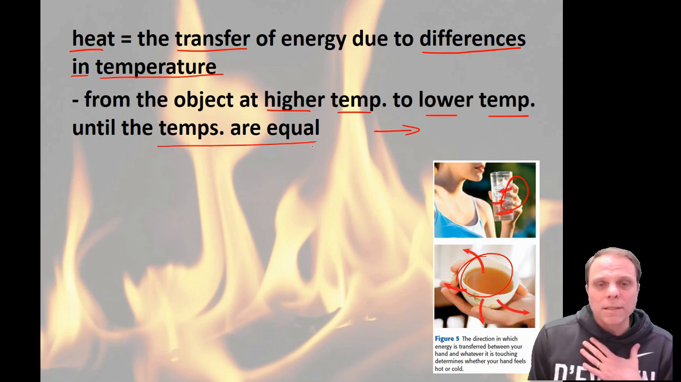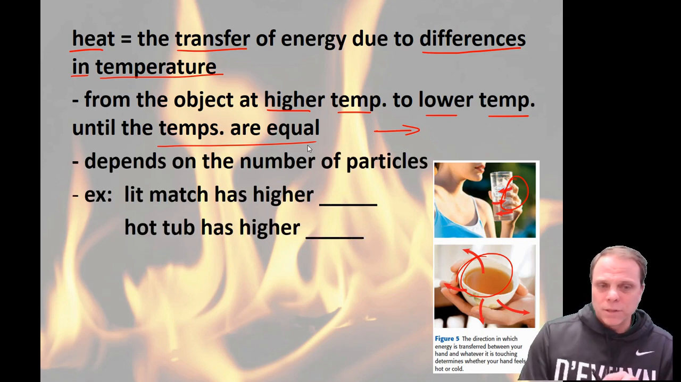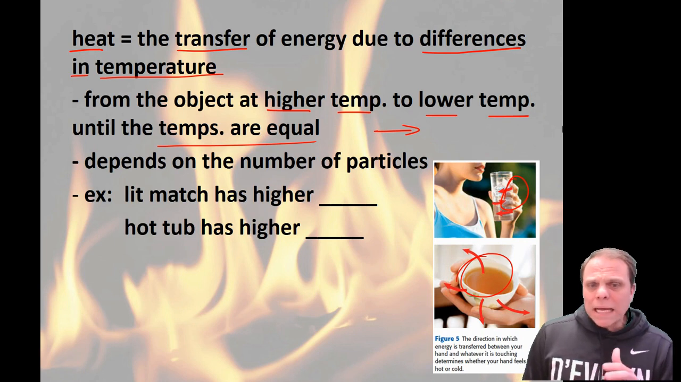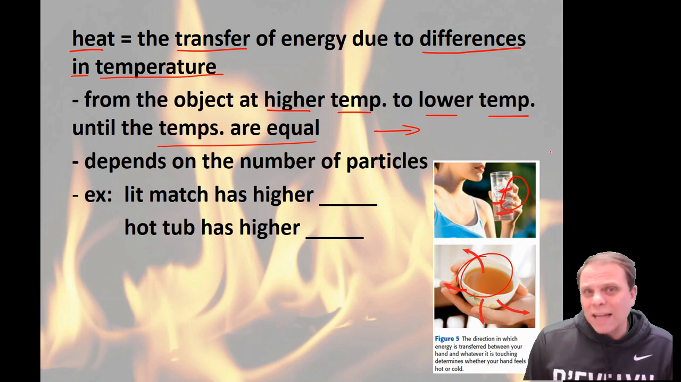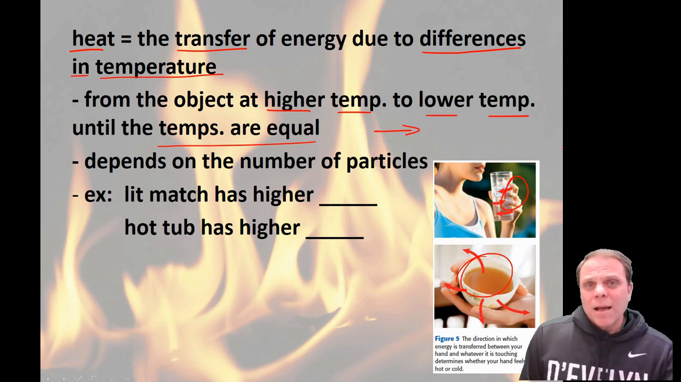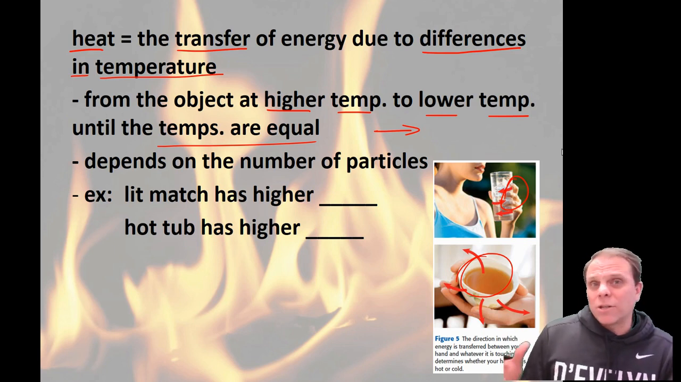And when does it stop? It stops when the temps are equal. All right. So when you get those temperatures equal, that's when that is going to stop. Now, heat is dependent upon the number of particles. Now, remember, we said that temperature was not dependent on the number of particles. I could have 10 particles, or I could have millions of particles, and they could have the same temperature. That's not true for heat.